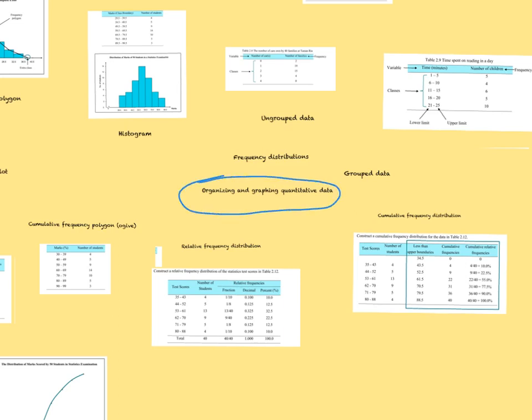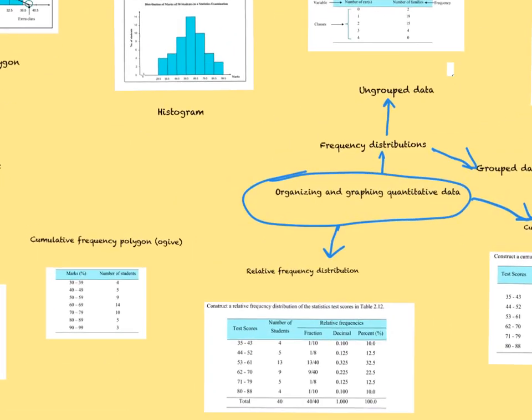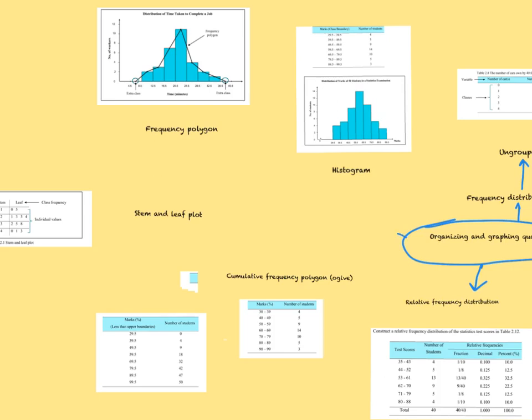First of all, we have frequency distribution. And then frequency distribution is divided into two: grouped data and ungrouped data. And then we have cumulative frequency distribution and relative frequency distribution. And then for graphing quantitative data, we have histogram, cumulative frequency polygon, and the last one is stem and leaf plot.